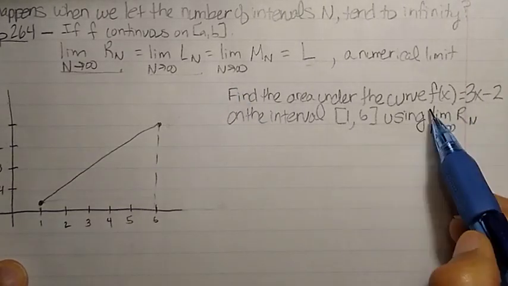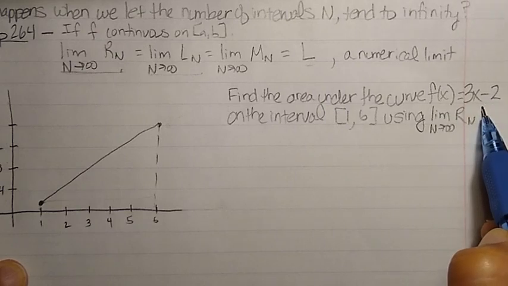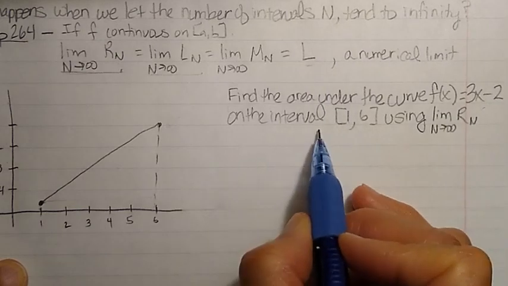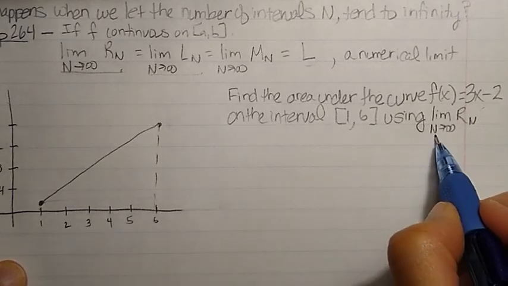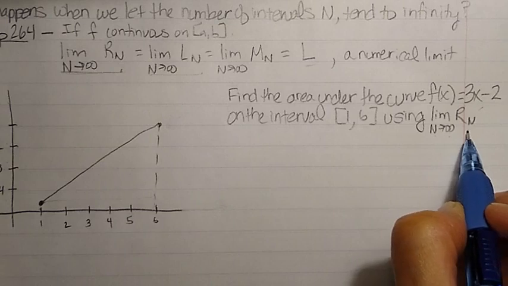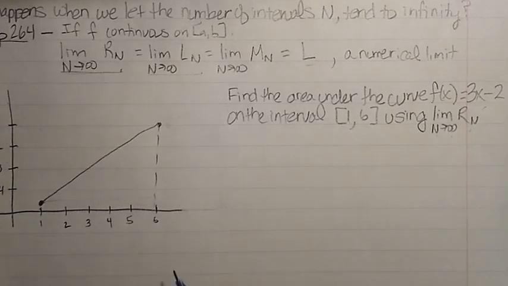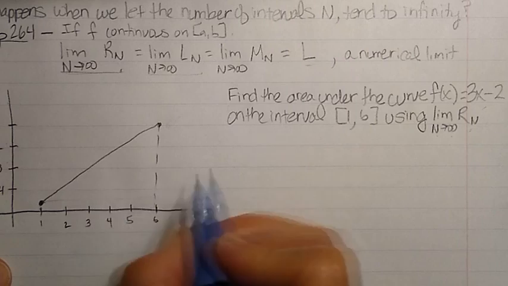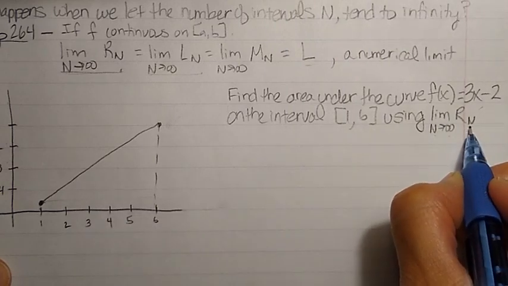Find the area under the curve f of x equals 3x minus 2. Again, I chose a linear one so you can check it with geometry. On the interval from 1 to 6, using the limit as n tends to infinity of a right-hand Riemann sum. And so what that means is we're going to be using representative rectangles whose height is determined by the right-hand endpoint. And we're going to let the number of rectangles remain variable.